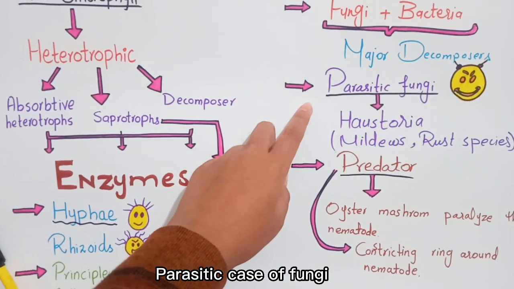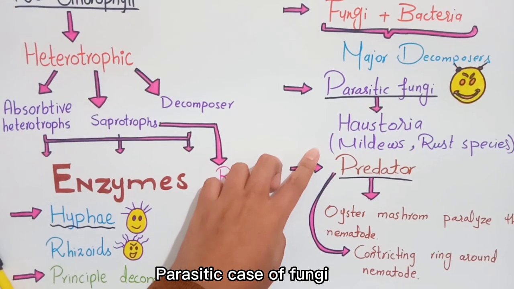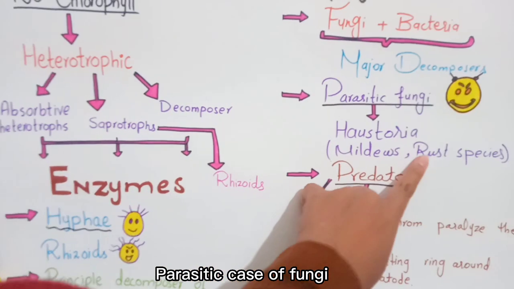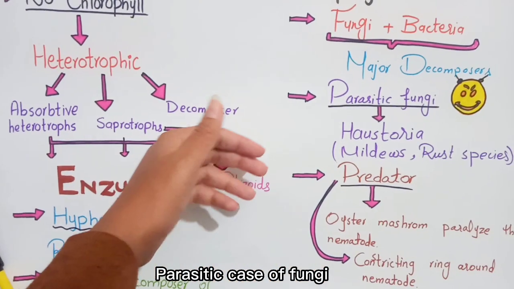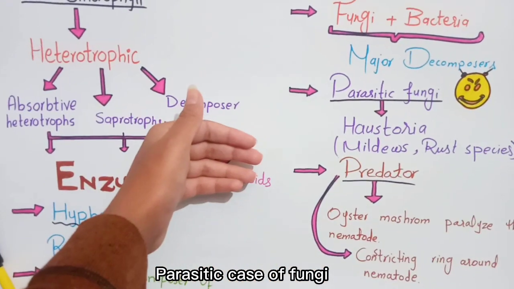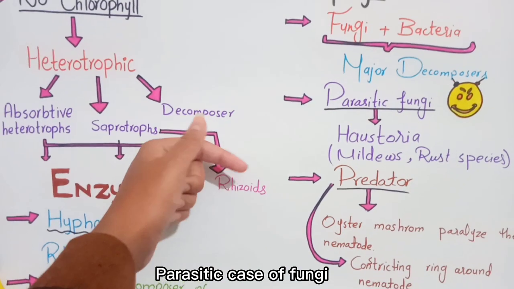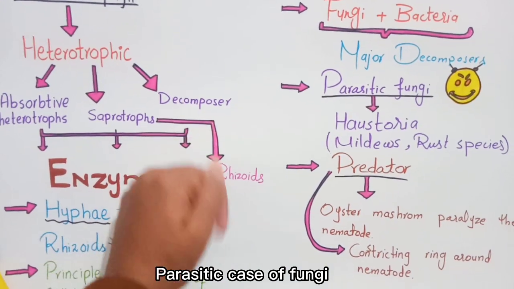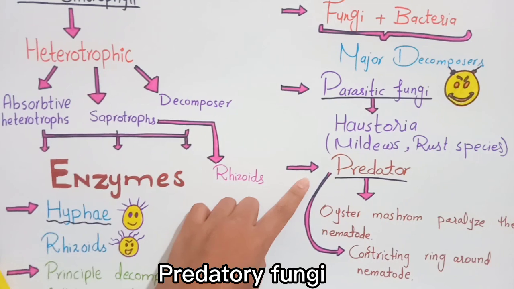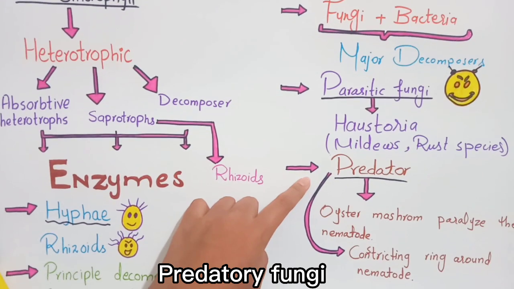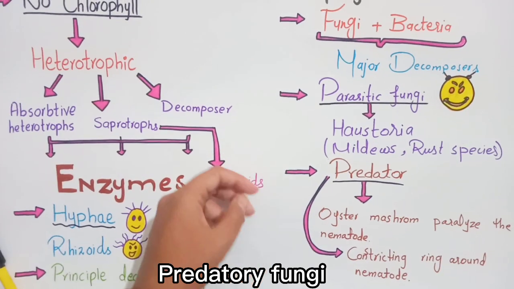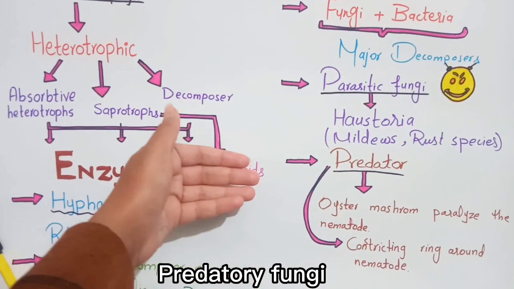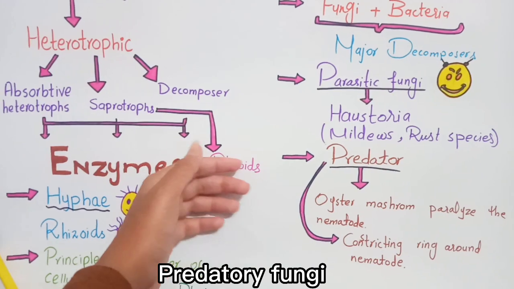So the best examples of parasitic fungi are mildews and rust species. As we know, there is also a detailed lecture on Ustilago tritici. You can see it in the playlist. Now here we discuss the predatory behavior of fungi. Fungi are major predators of their prey.